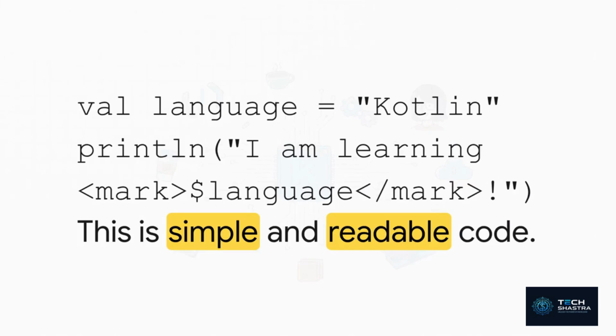Just look at this example and you'll see how clean Kotlin's syntax is. We're creating an unchangeable value called language and assigning it the text Kotlin. The next line prints a sentence, and that $ sign, that's a string template, a super handy shortcut that just inserts the value of our language variable right into the text.